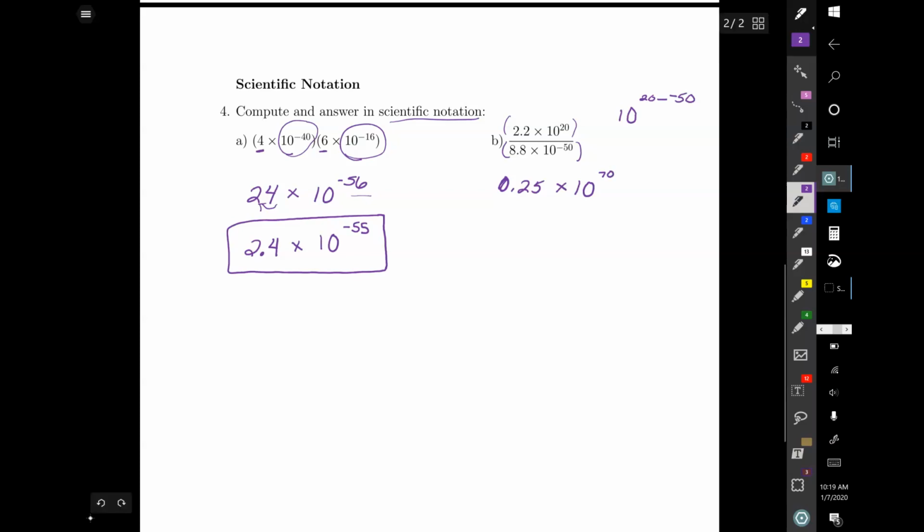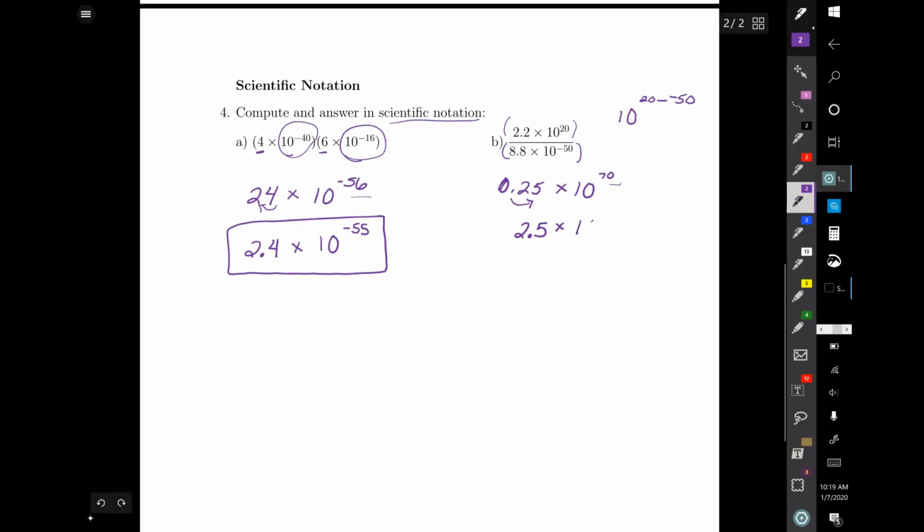But again, 0.25 is not in scientific notation, so I would have to multiply by 10 to make that be 2.5. So my other factor has to be divided by 10 to compensate. So this exponent of 70 has to be reduced by 1. So it would be 10 to the 69. My final answer is 2.5 times 10 to the 69.